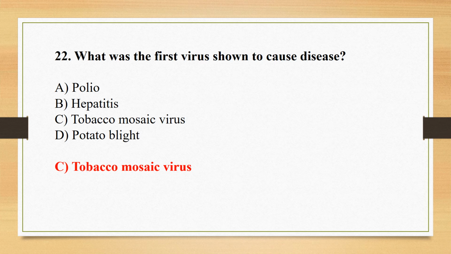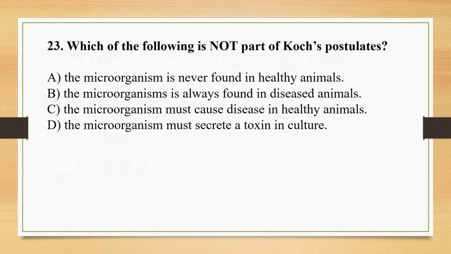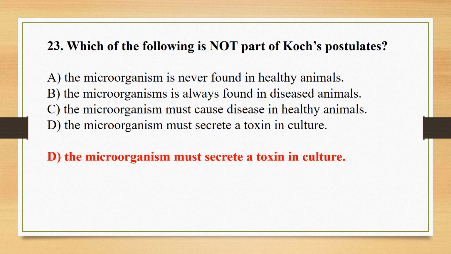Which of the following is not a part of Koch's postulates? Koch gave different postulates, and among these we select the one that is not part of them. The microorganism must secrete toxin in culture. It is not necessary to produce toxin in the culture.